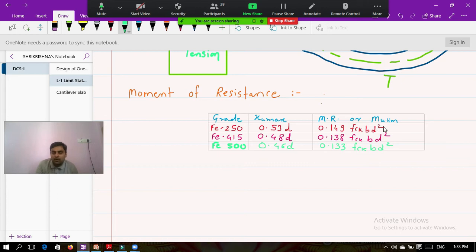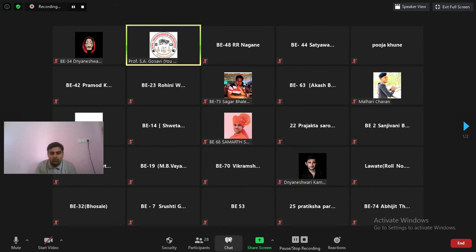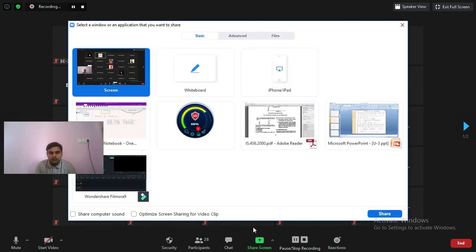Okay, so you copy down this table for different grades of steel, the different values of XU max and the moment of resistance or MU limiting values. These values we have already used in designing the slab. Still, you note this down: 0.149 FCK BD square, 0.138 FCK BD square, and 0.133 FCK BD square. Now we see these values 0.53D, 0.48D, 0.46D. Where do they come from? So we will go to the IS code then.